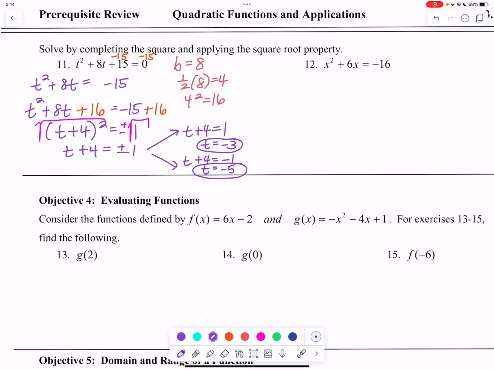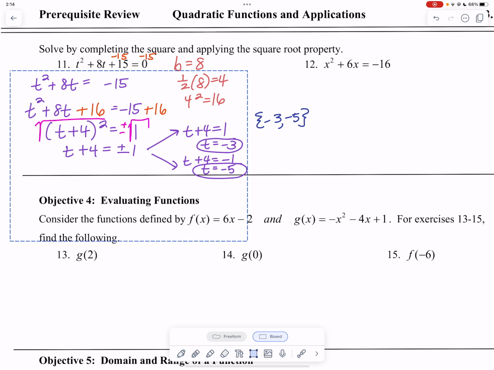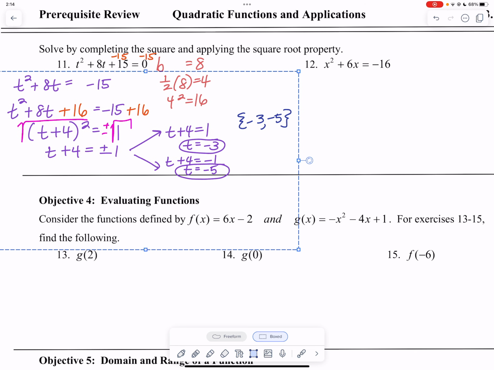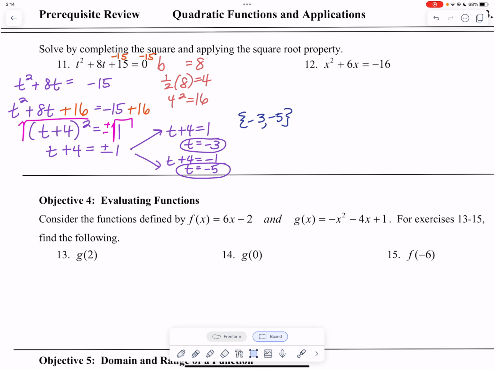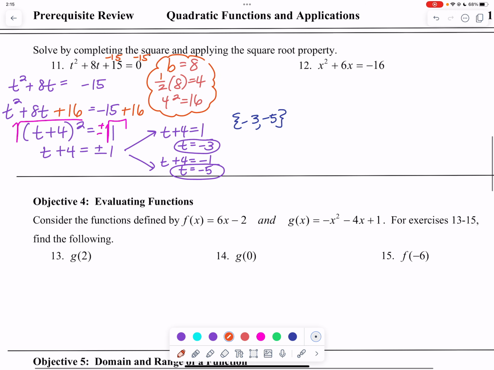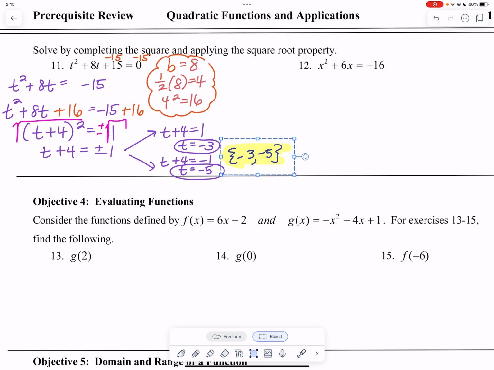And we could write that here. Let me just kind of circle this. And then our answer is here. That is our solution.